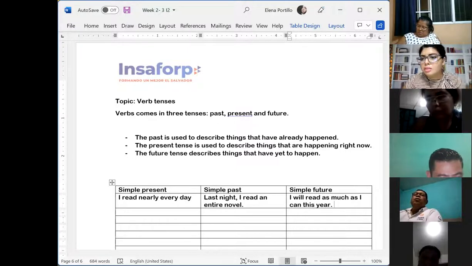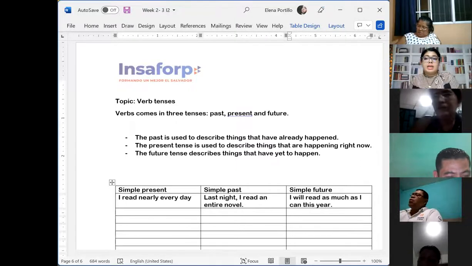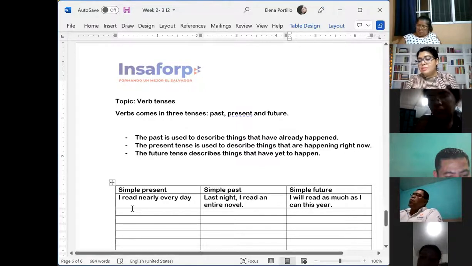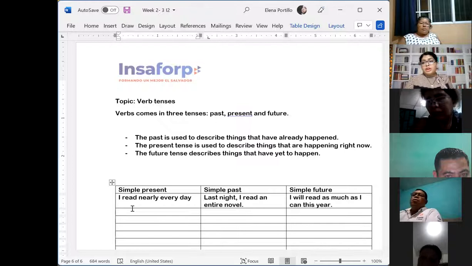This last sentence sounds like me, because I say that every year. I will read as much as I can this year, but it's not possible in some cases. So in this case, simple, simple, simple. In the simple present, we are going to use the verb in the base form because we are using it for the present. That structure is very simple. We have the subject, we have the verb, we have the complement.